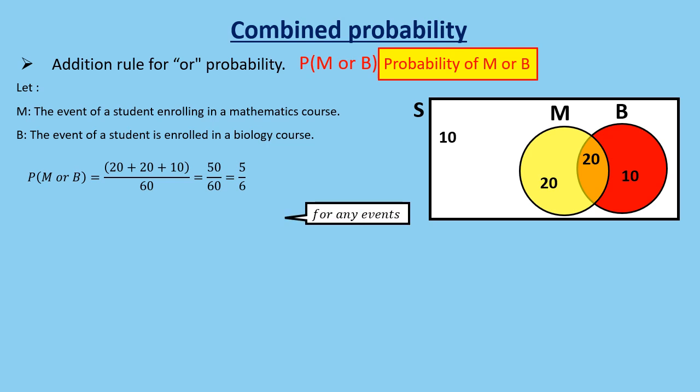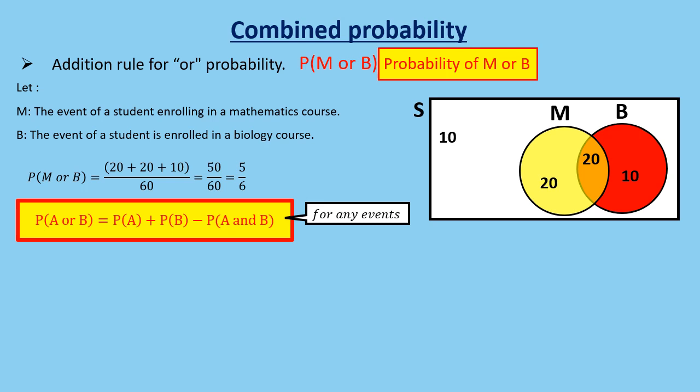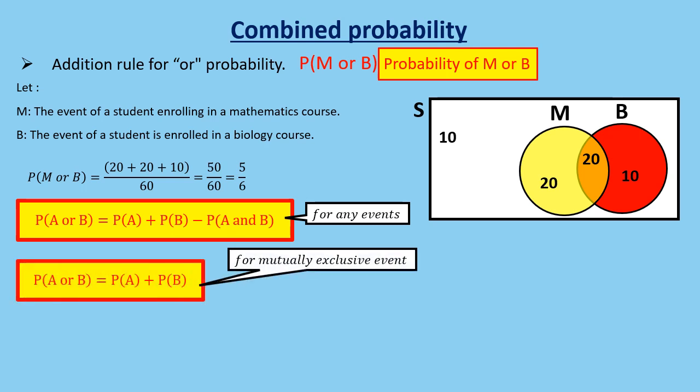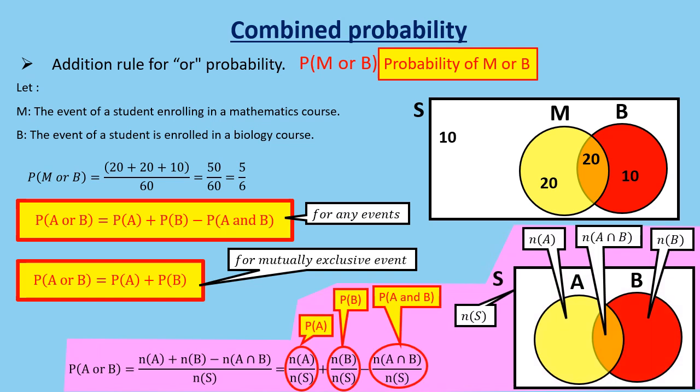The OR rule states that for any events A and B, the probability of A or B occurring is equal to the sum of their individual probabilities minus the probability of A and B occurring together, which is equal to the probability of their intersection. If A and B are mutually exclusive, then the probability of A or B is equal to the sum of their individual probabilities, since the probability of A and B equals 0, because A and B cannot happen together. Here is a proof of that rule, please check it out.